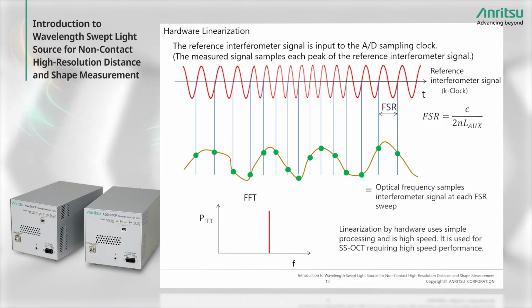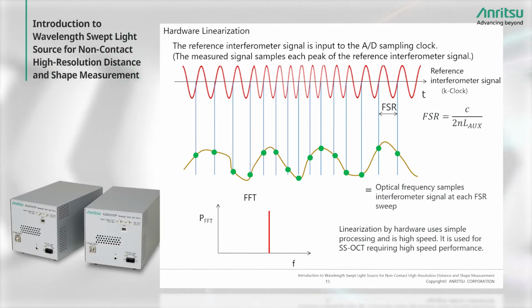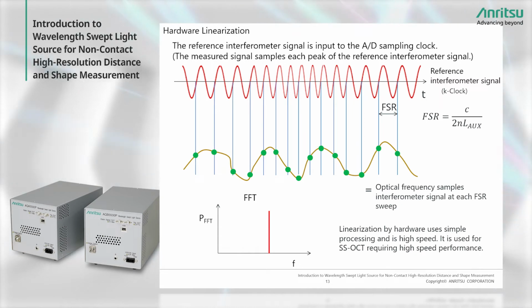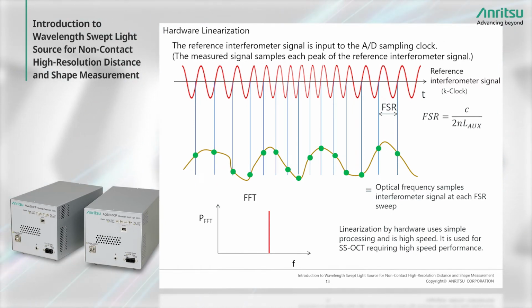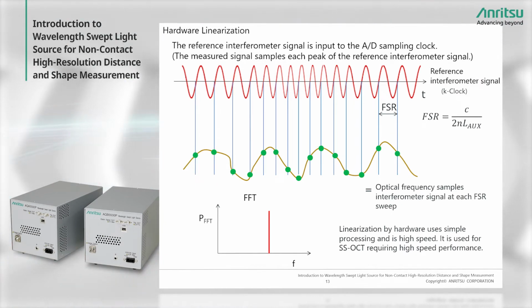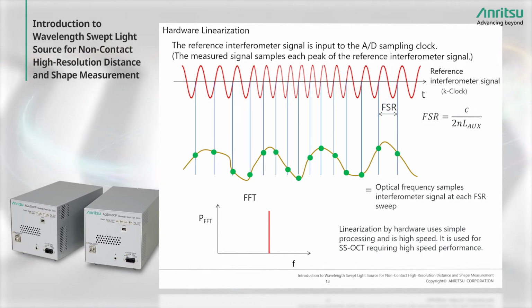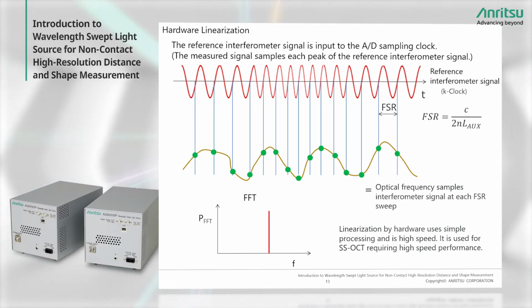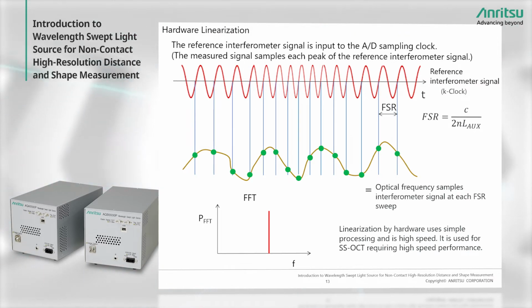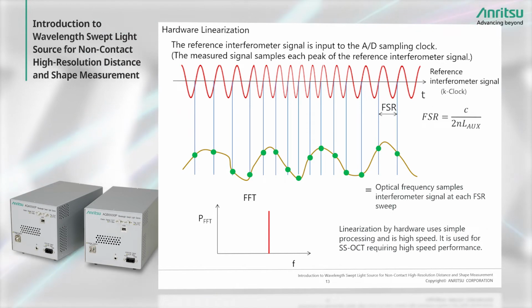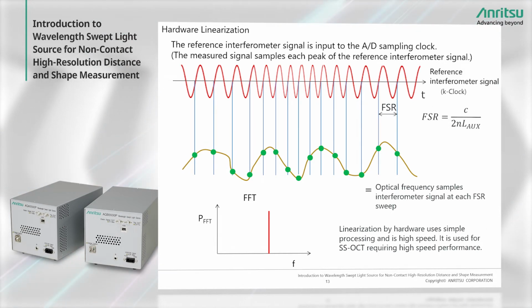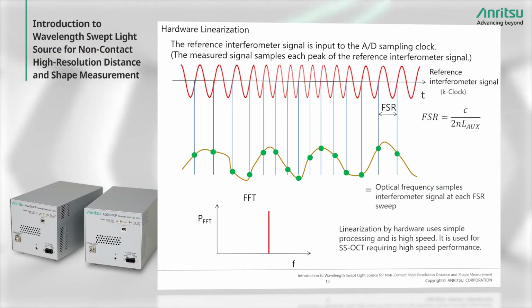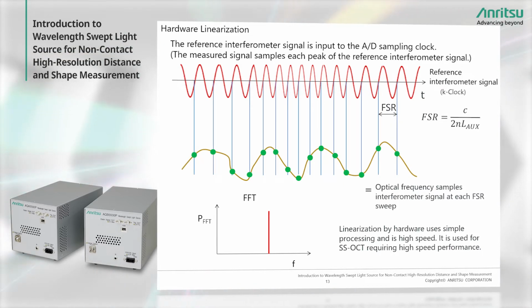By doing so, the AD performs sampling at each rising edge of the reference interferometer signal. The measurement interferometer signal is AD sampled each time the reference interferometer free spectral range, FSR, is swept by the optical frequency. This FSR is 12.5 MHz as mentioned previously. FFT processing of the sampled data produces a sharp reflection peak, because sampling is performed at a constant optical frequency interval. This is the sampling method using hardware linearization.